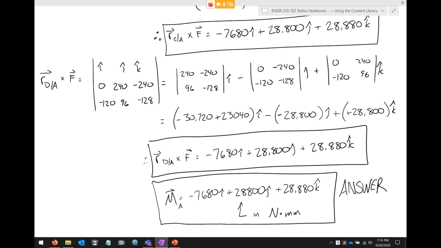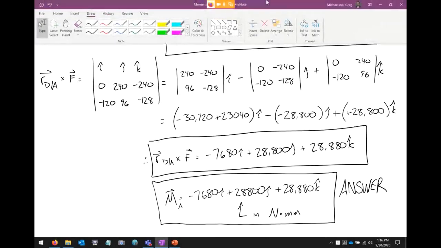Foot pounds maybe in US units, Newton meters or Newton millimeters in SI units, and the negative indicates the direction. The same thing with the Y and Z. Those are positive, so they're counterclockwise moments about those axes. Again, moments tend to rotate, forces tend to translate, and that's why we express them as such.